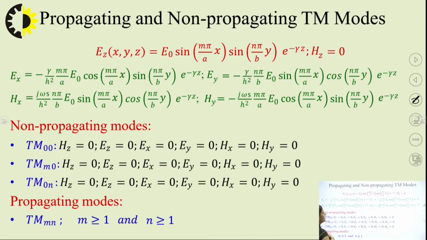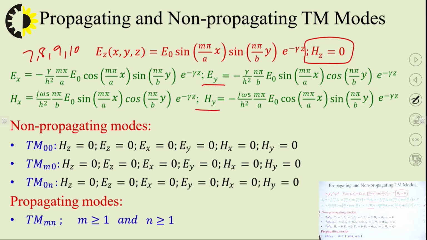So how can all the remaining components be found? This is your final equation: E0 sin(mπ/a)x sin(nπ/b)y e^(−γz), and Hz is 0 here. From equations 7, 8, 9 and 10, we are using Ex. So Ex equals minus γ upon (k squared) times (mπ/a) E0 cos(mπ/a)x sin(nπ/b)y e^(−γz). From equations 7, 8, 9 and 10, we can find out the values of Ex, Ey, Hx and Hy.